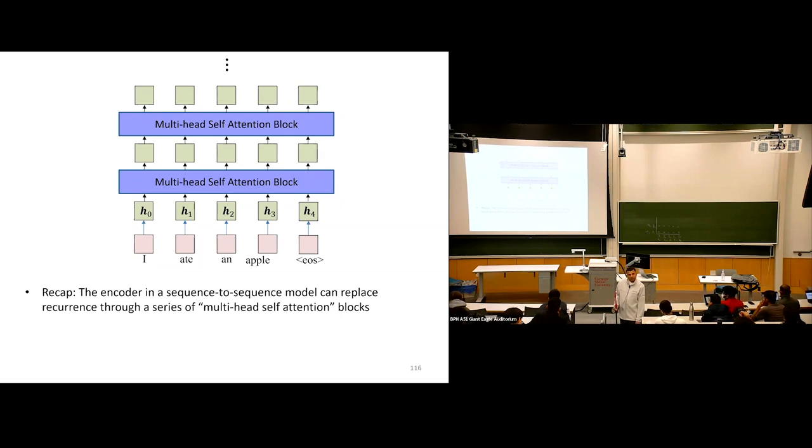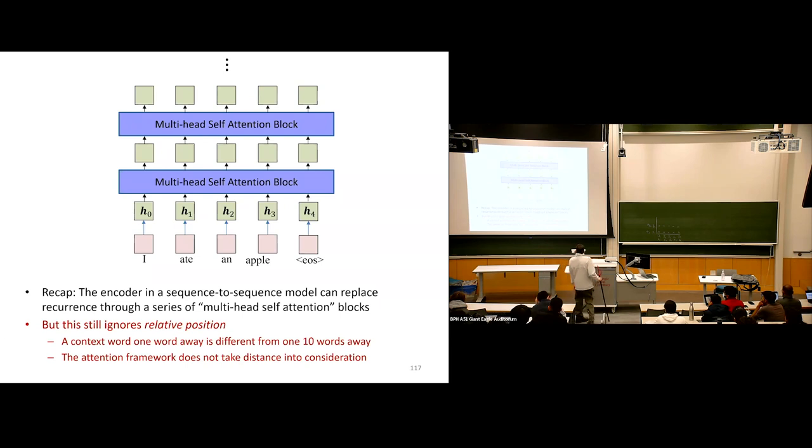But yes, you would still need to fix the length of the sentence. You're given the sentence, but every sentence can have different lengths. Yes, it does. Take a maximum length and there will be zero padding for every other. Those are engineering tricks you will have to employ, okay? So the encoder in a sequence-to-sequence model can replace recurrence through a series of multi-head self-attention blocks.